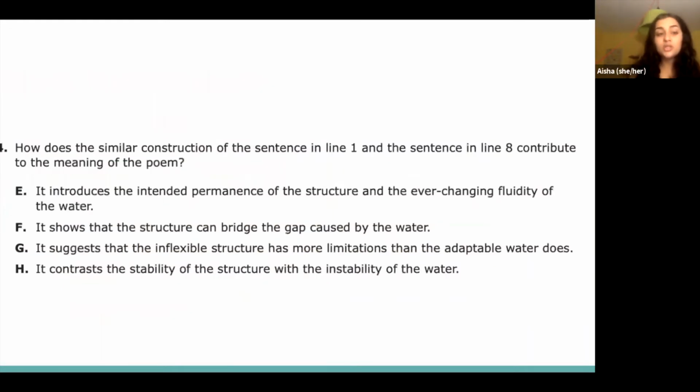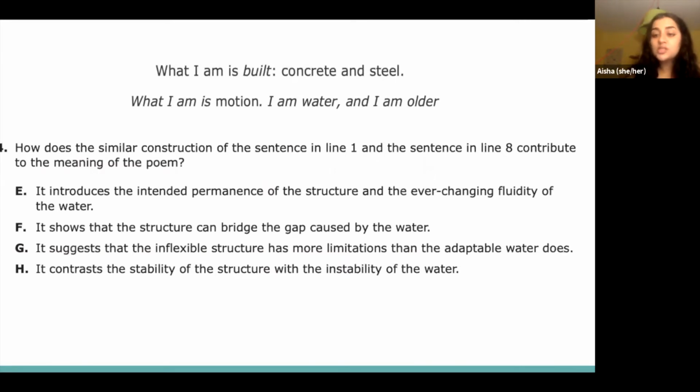So the first question we're going to do is question 34 on page 169. The question asks, how does the similar construction of the sentence in line 1 and the sentence in line 8 contribute to the meaning of the poem? Now I'm going to put these 2 up. We know it's a function question because it asks about the contribution that something has on the whole passage. But the question also has another part to it.